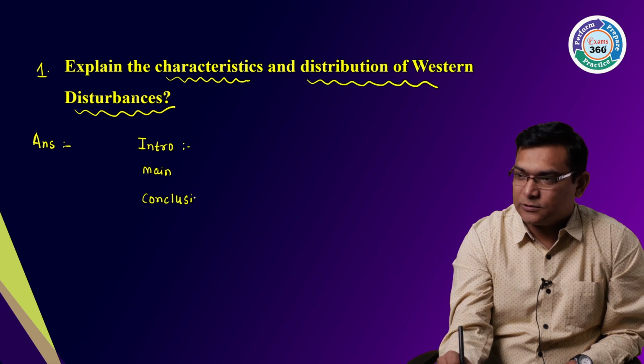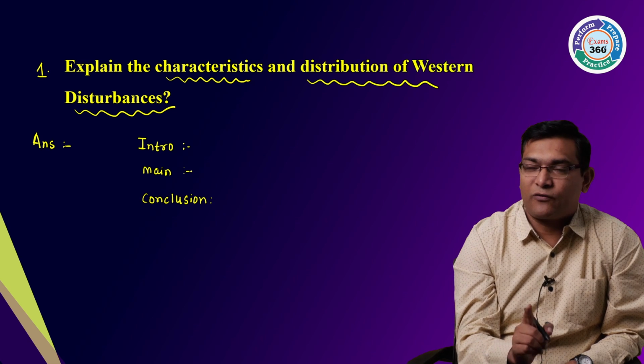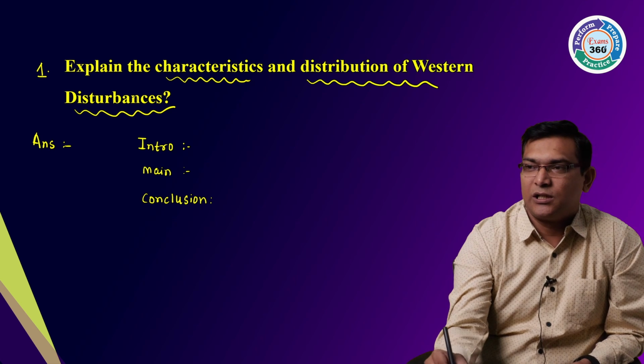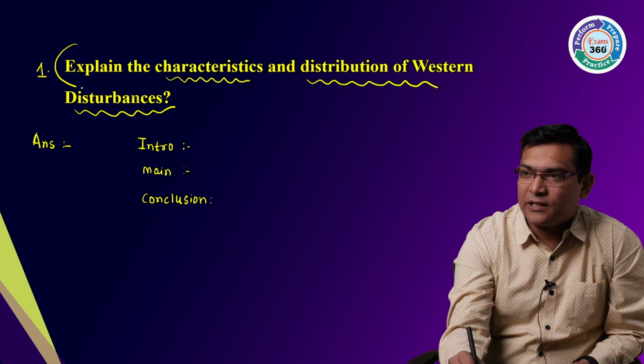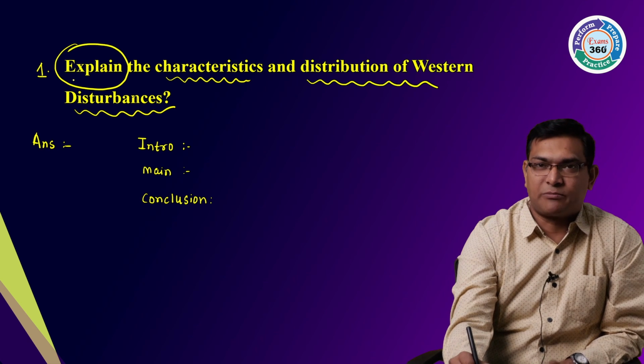So 3 things we are going to see. What will be there in the introduction, what will be there in the main body, and what will be there in the conclusion. See, what is the question here? Question is explain the characteristics and distribution of western disturbances.